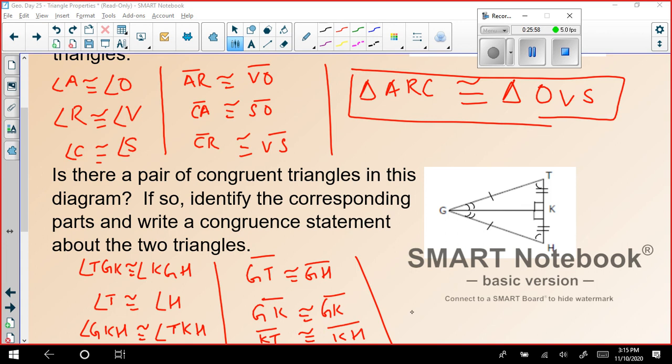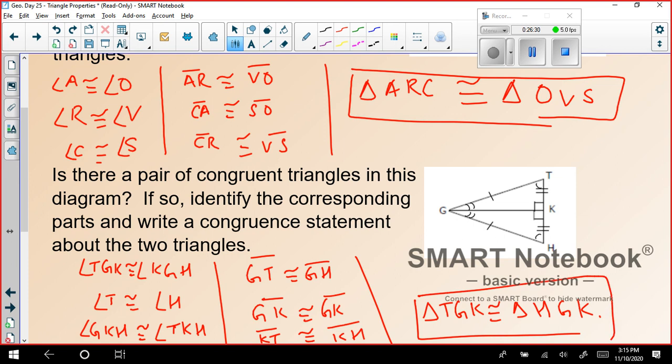So I have triangle TGK. TGK is going to be congruent to, corresponding to T, I have H, and corresponding to G I have G itself. Corresponding to K I have K itself, HGK. Okay, this will be our triangle statement. This is not the only one, we will have others as well, but they should match up. So let's see the next slide.